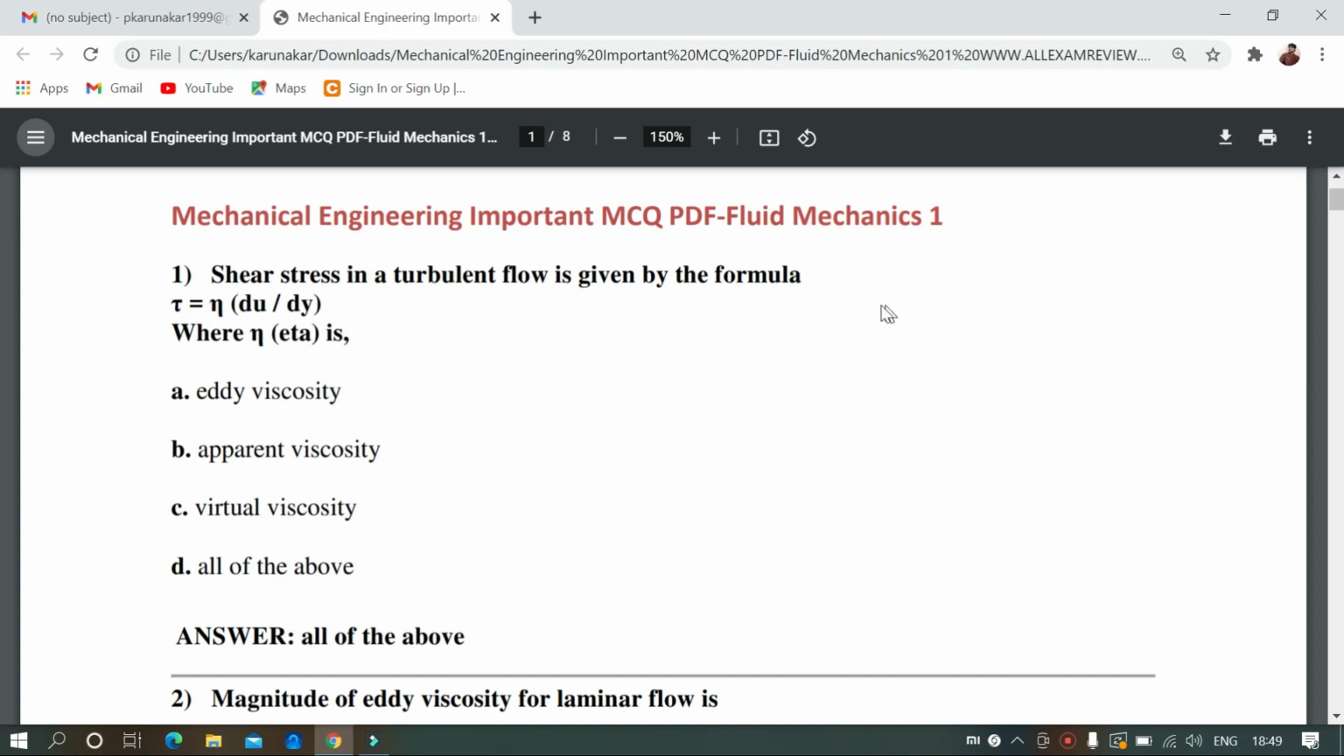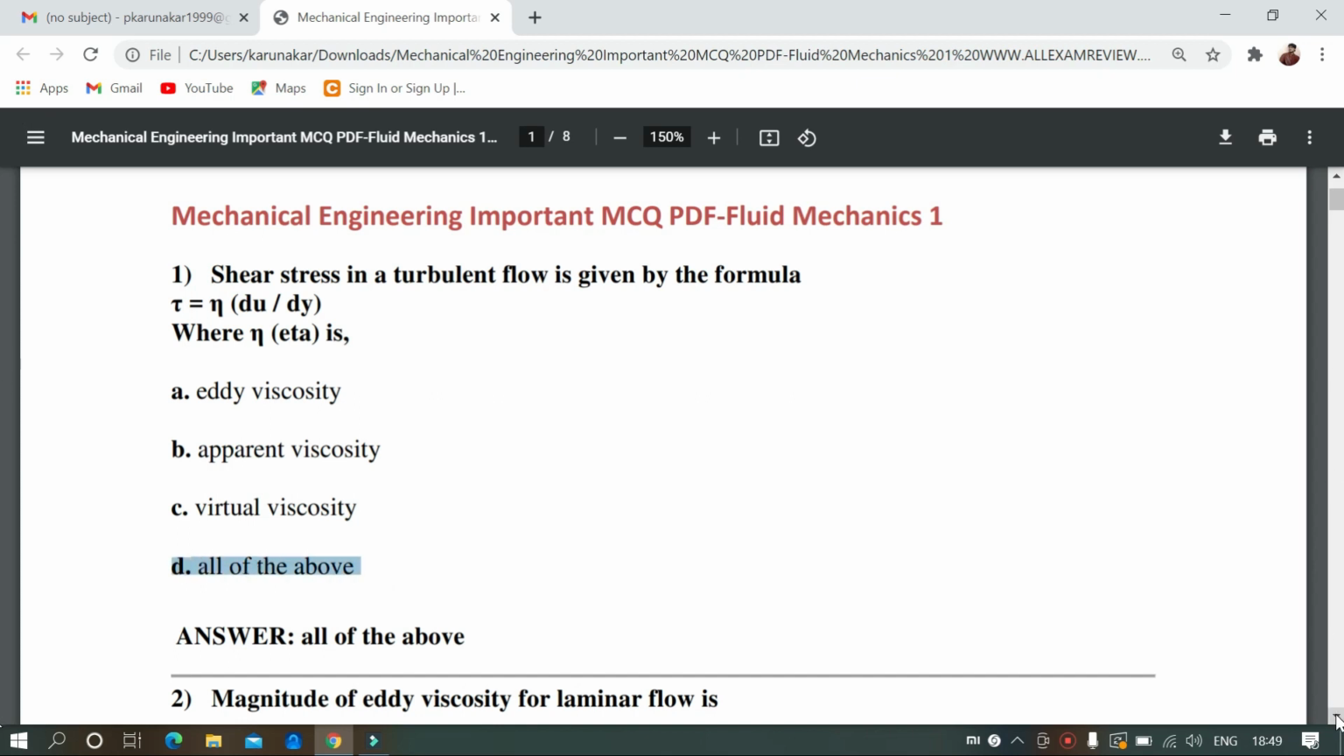assistant post. The first question is: shear stress in a turbulent flow is given by the formula tau is equal to eta du by dy. So where eta is, here they're asking shear stress in the turbulent flow is given by the formula tau is equal to eta du by dy. So here they are asking what the eta symbol indicates. The options they given are eddy viscosity, apparent viscosity, visual viscosity, and all the above. So the answer is D, all the above.